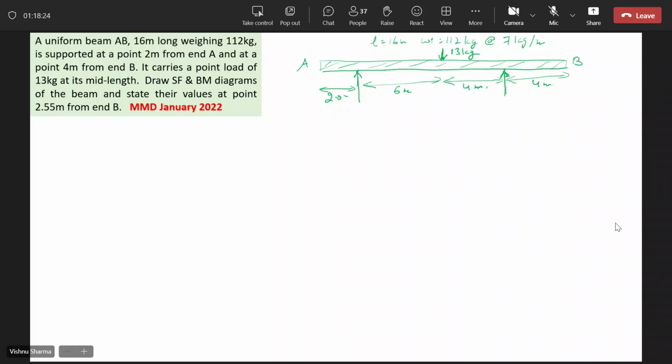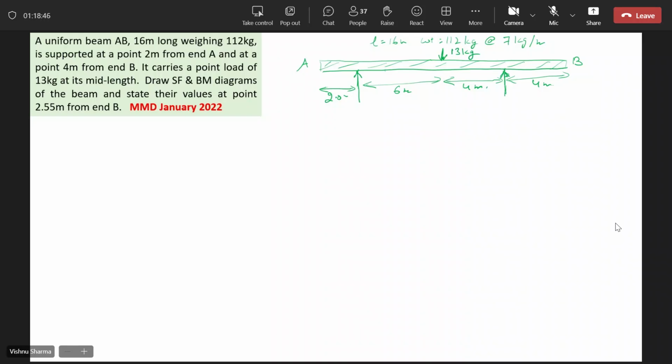So this 2.55 also needs to be marked. No, not necessary. You can answer later on. No need, beta. Don't complicate here. After drawing the curves, you need the answer, right? Yes. Correct.